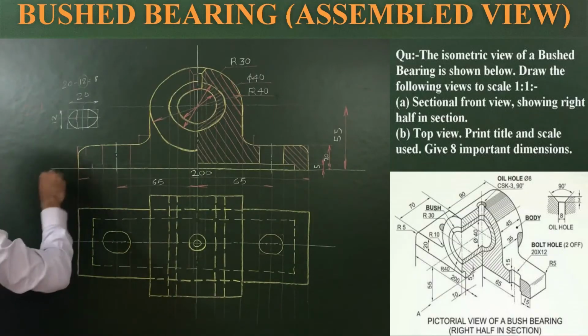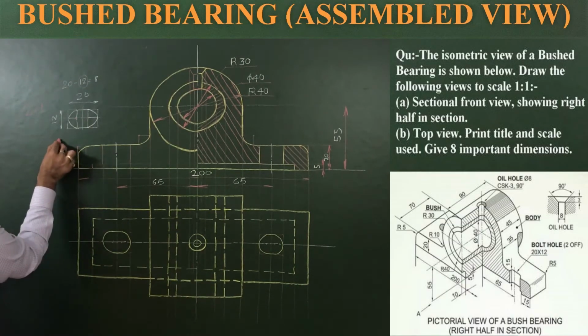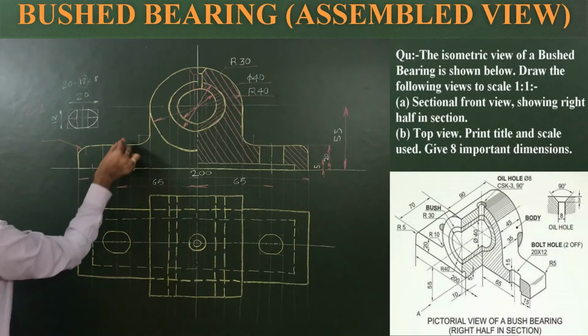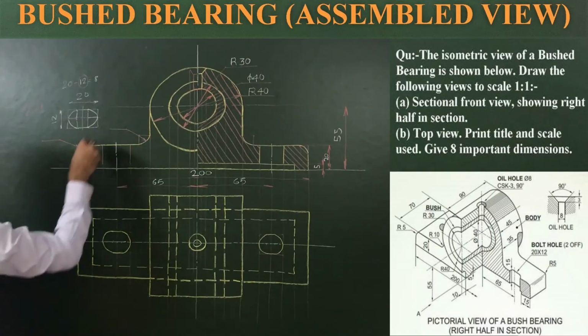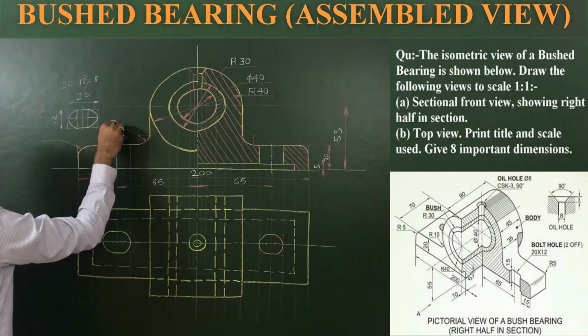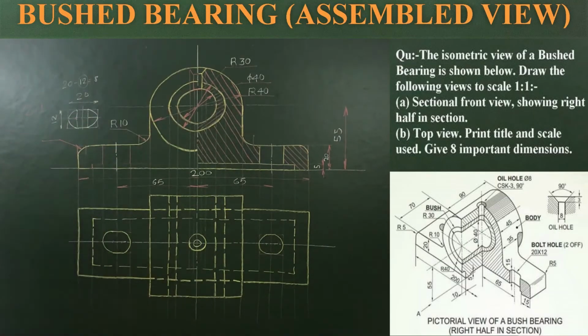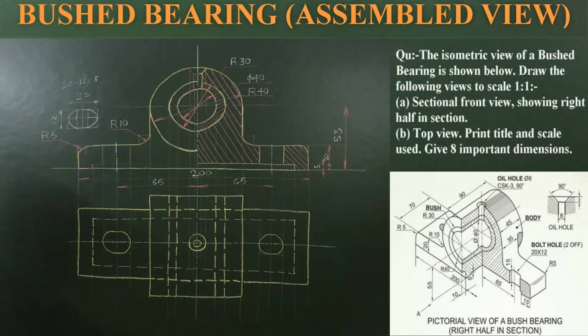Then our radius of the fillet, so where to show? Yes, and this is also a fillet of radius R. Here it is 10, I think, yes, and the fillet radius is 5 here.